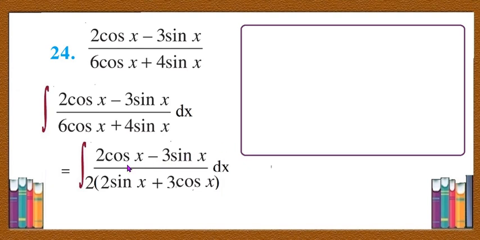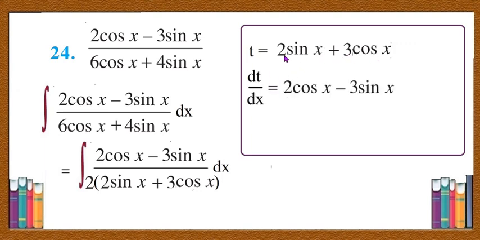Therefore, the derivative of 2 sin x plus 3 cos x is 2 cos x minus 3 sin x. And that's why now you can make the suitable substitution, that is t is equal to 2 sin x plus 3 cos x. dt by dx is equal to 2 cos x minus 3 sin x, so 2 cos x minus 3 sin x dx is equal to dt.